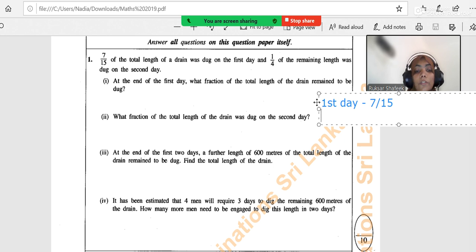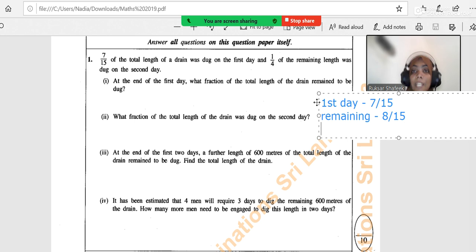So before you find how much was dug on the second day, you need to know how much was remaining after the first day. So remaining after the first day, you have to subtract. 7 over 15, 7 parts is dug. How much is remaining? 8 over 15 parts remaining. And out of that, on the second day, 1/4 of 8 over 15.